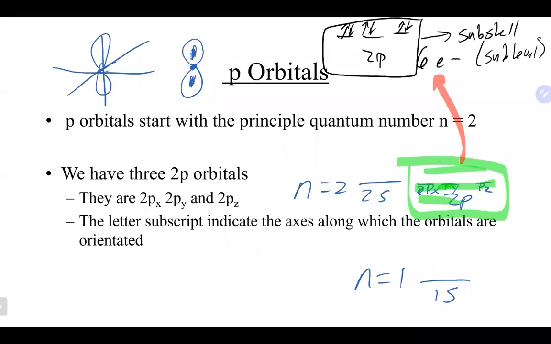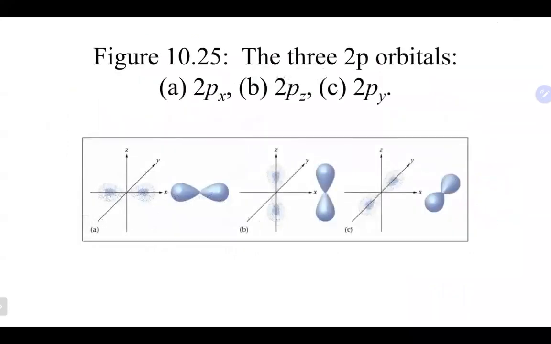Still only 2, an individual p orbital, right? So an individual 2p orbital can hold 2. The 2p subshell, which is all 3 of them together, 2 times 3 is 6 total electrons that could happen there. The next type of orbitals that are important appear on the third energy level.